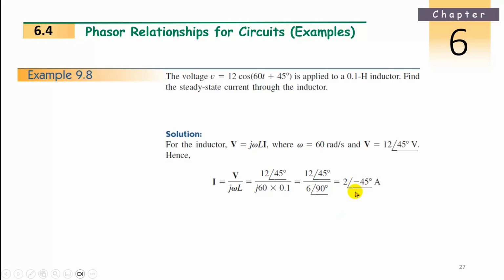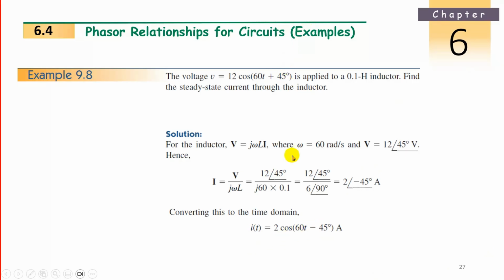Now convert this into sinusoid. How will we convert this into sinusoid? Vm cos omega t plus phi. So Vm is 2, that is 2 cos omega t, that is 60t, and plus phi. What is phi here? Minus 45. So this is your current. What is the voltage? Voltage is 12 cos 60t plus 45. What is the current? 2 cos 60t minus 45.